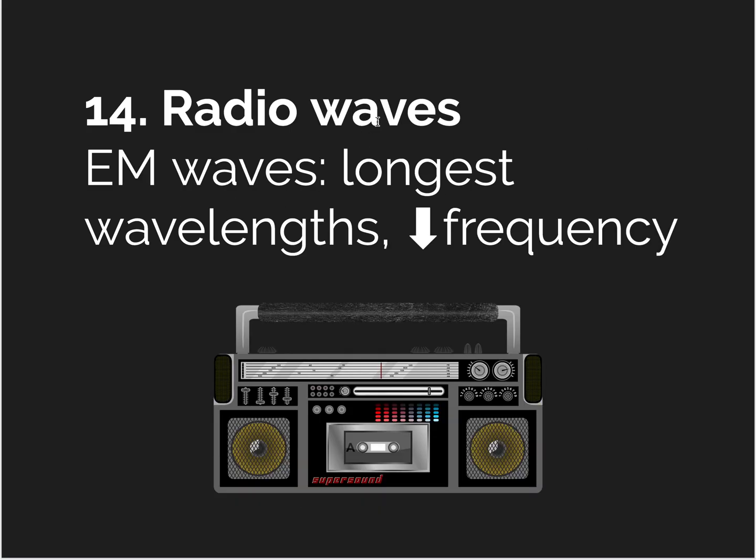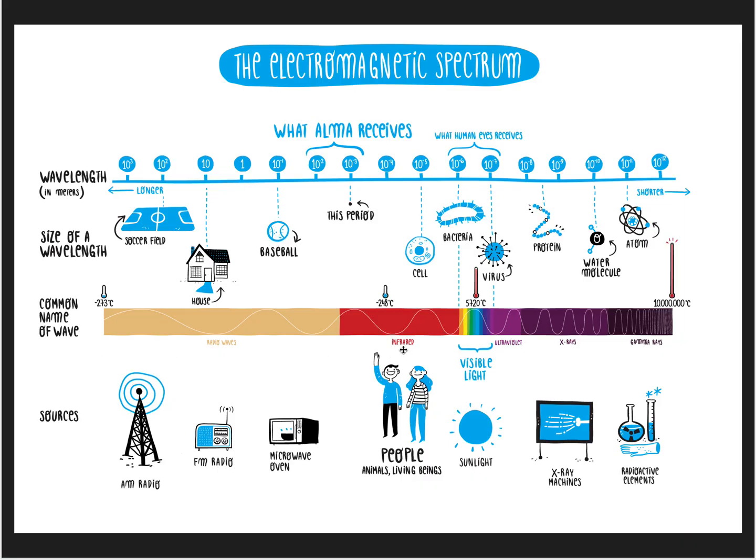Radio waves, electromagnetic waves, longest wavelengths, lowest frequency. So let's go back to that electromagnetic spectrum here. Radio waves are here on the far left side. They're the longest wavelengths and the lowest frequency. Remember, frequency is the number of times that this wave passes by a certain point. So you see how these waves pass by a certain point very quickly. These waves pass by a certain point slower. So radio waves, the longest wavelength and the lowest frequency.